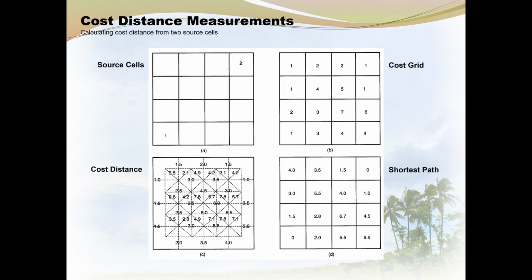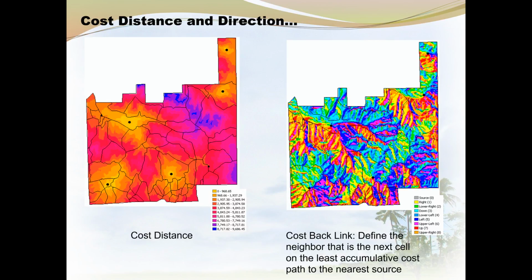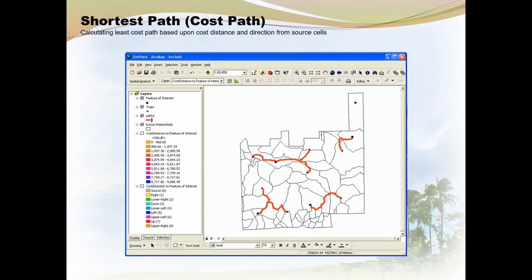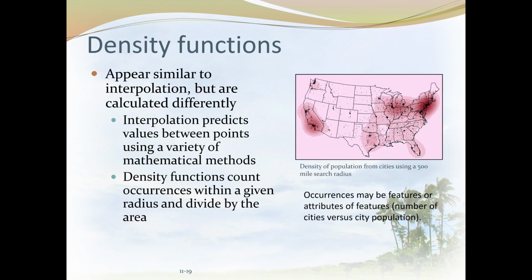So, and the cost distance measurements. So the source cells and the cost grid and the cost distance, and they calculate the distance and the shortest path. Then you get a number, and then you get the cost back link. Sometimes you have to put a file for the cost back link to find the neighborhood that is the next cell on the least accumulated cost path to the nearest source. So then they get the least path, and from point A to point B, that you put a lot of physical geography features so that you get this.